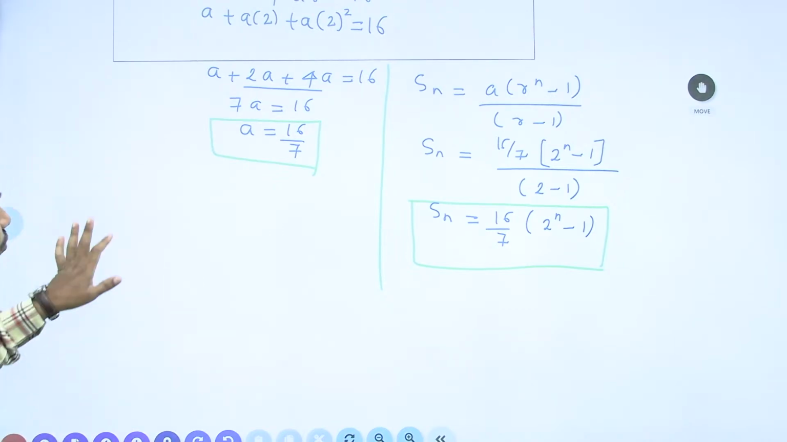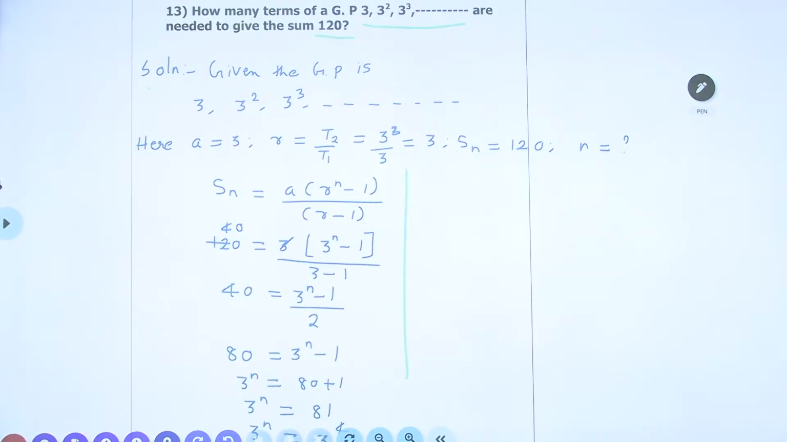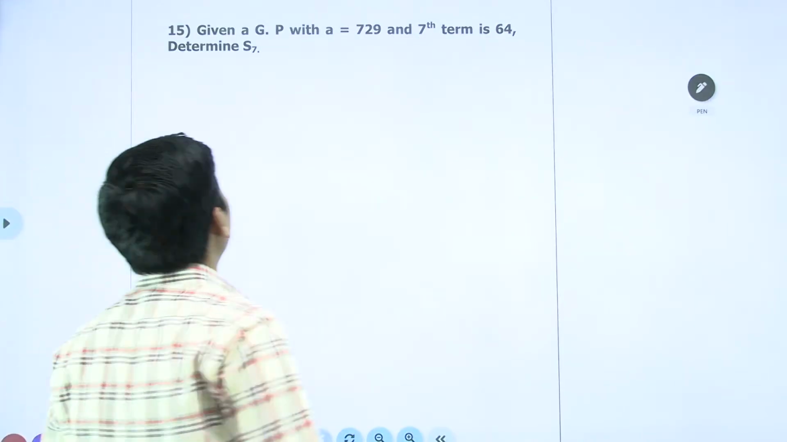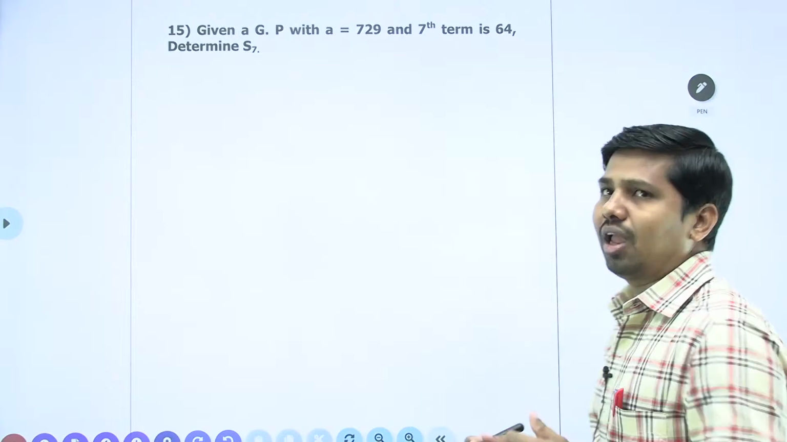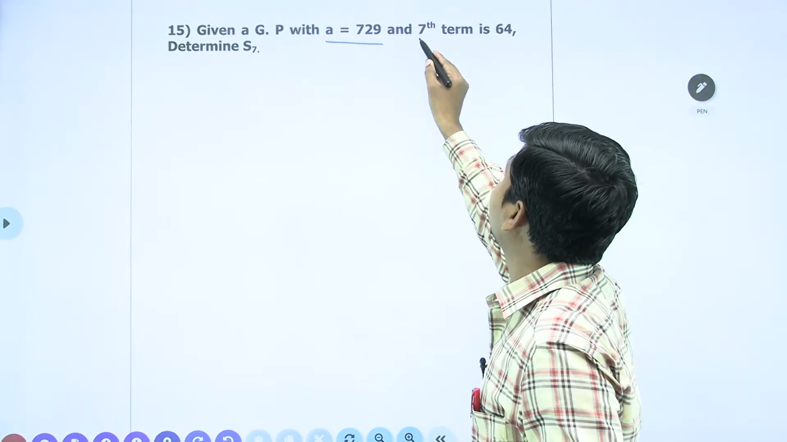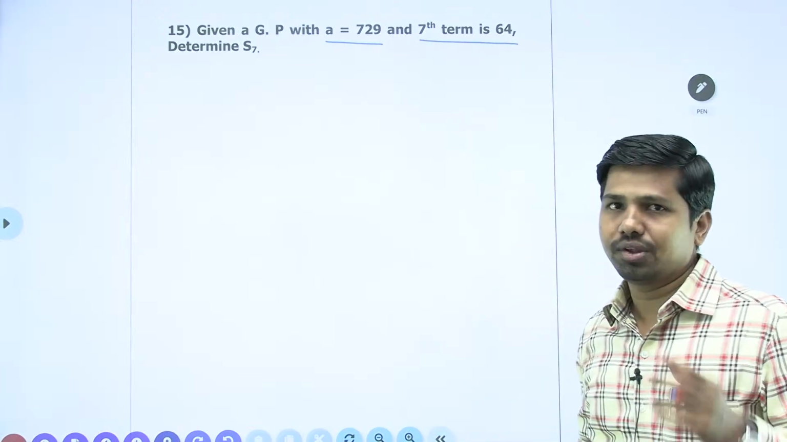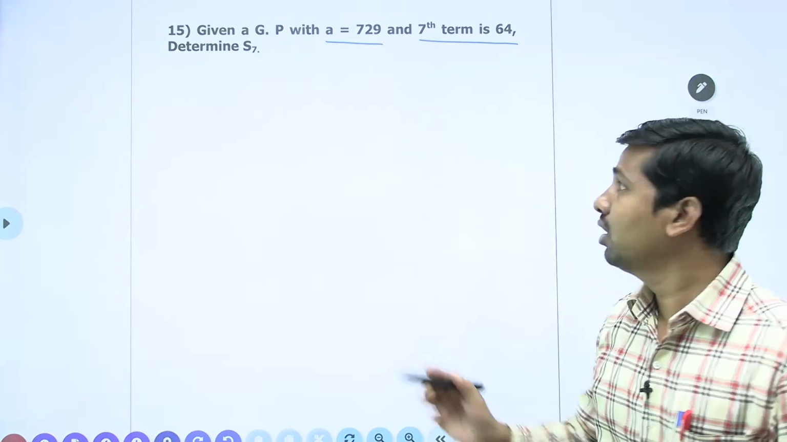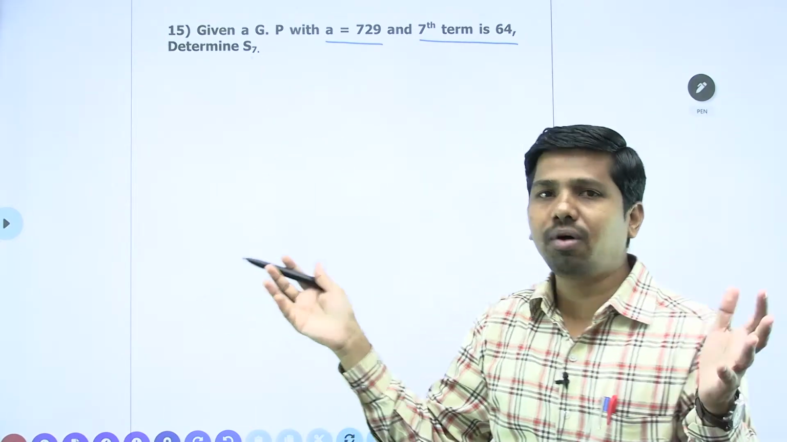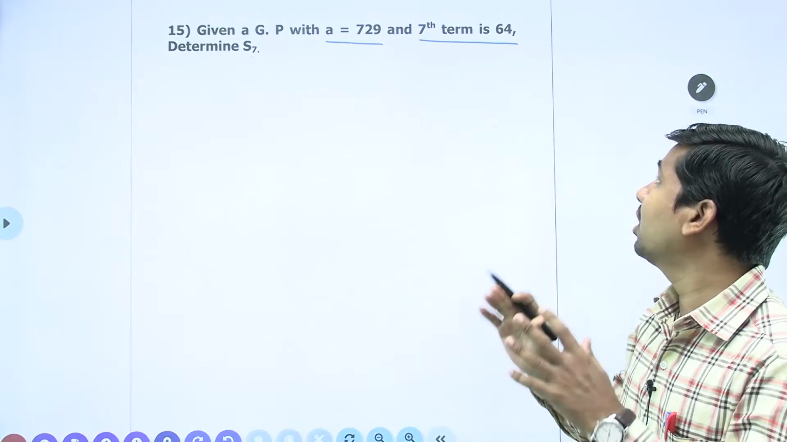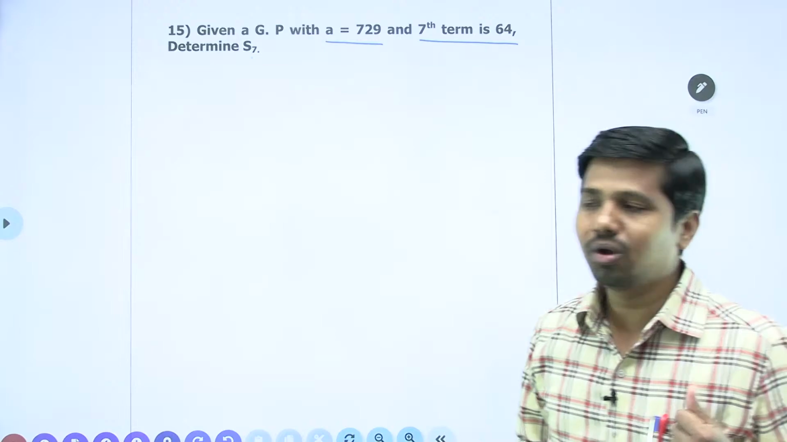Now let us go for the next question. 15th question: given a GP with A, the first term, equal to 729 and the seventh term equal to 64, determine S7. S stands for the sum of all the 7 terms of the GP. Okay, let us solve that one.